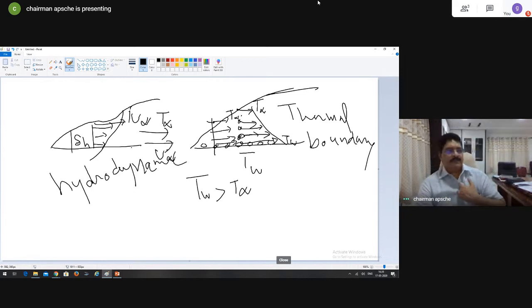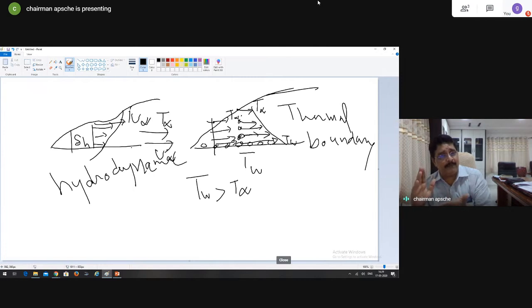Hydrodynamic boundary layer. So the hydrodynamic boundary layer is right on the top of the plate. See, if this is the plate and air is flowing over it, it is the region right on the plate. But still, the hydrodynamic region is very, very important. Let me tell you.